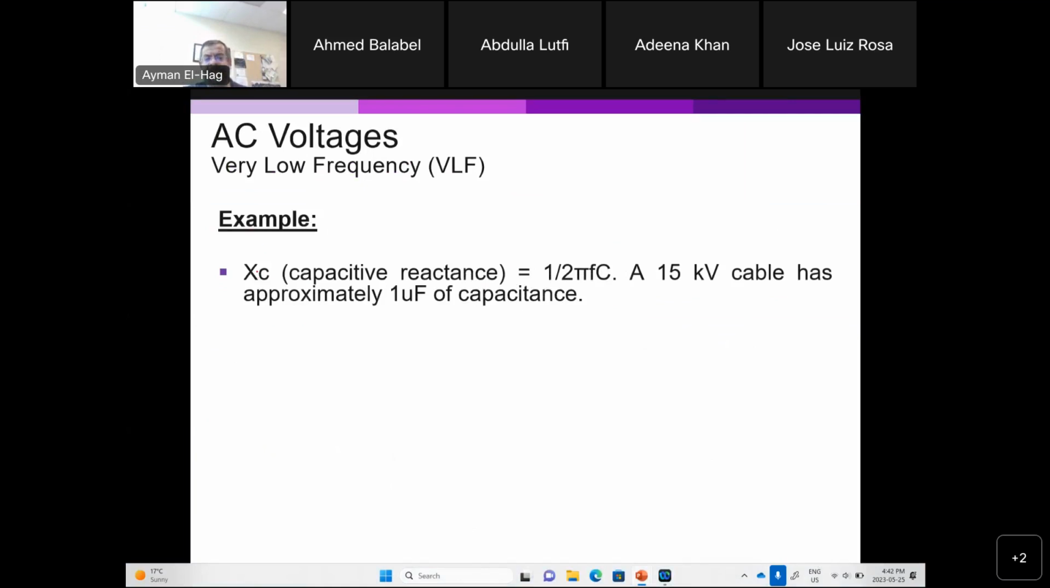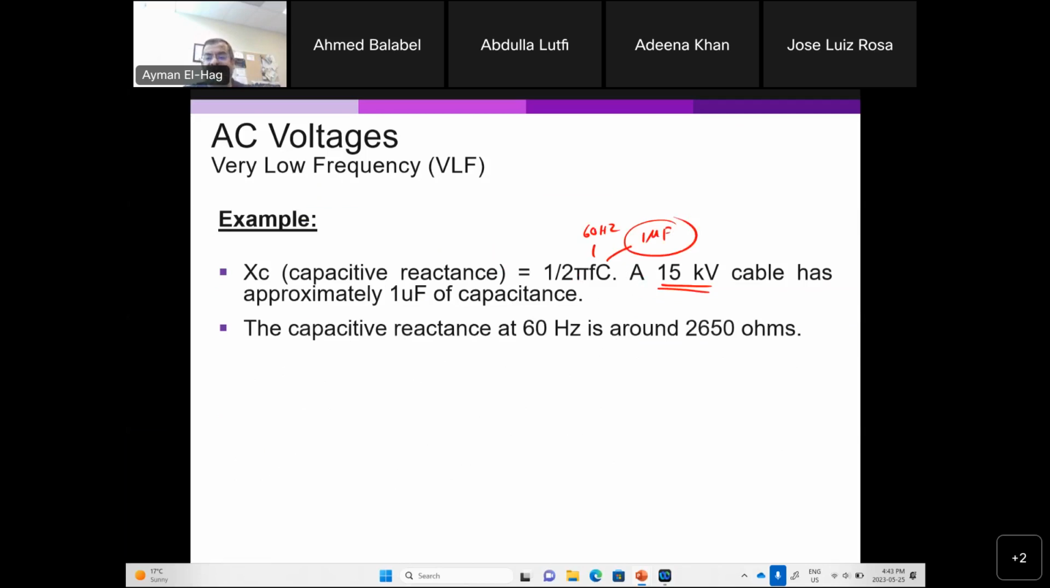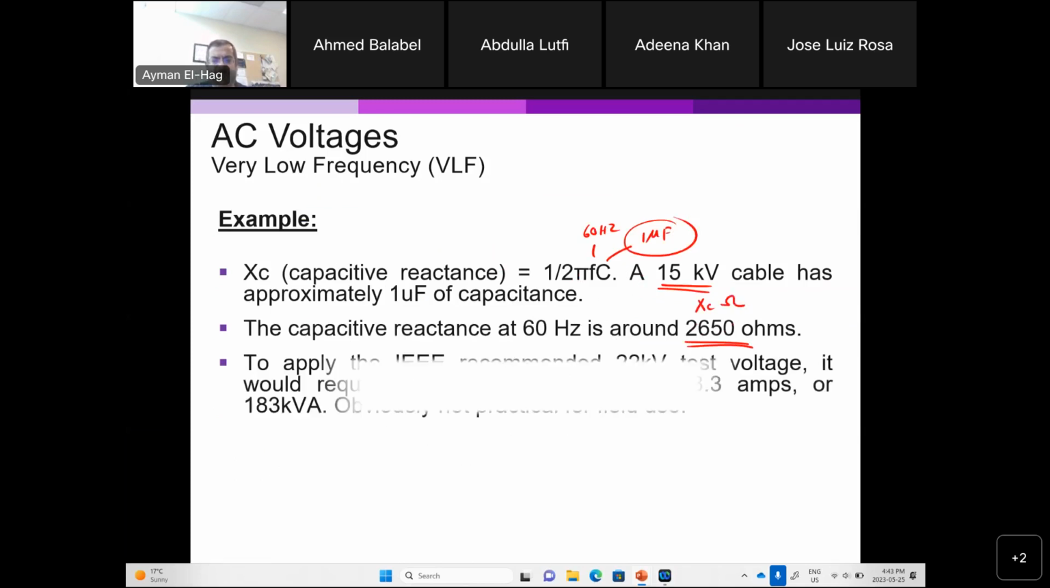The XC, the capacitive reactance of the capacitor, is equal to 1 over 2 pi FC. So at 15 kilovolt, if you want to test a distribution cable in the field, if this is 60 hertz, and this will be around 1 microfarad, okay? Then the capacitive reactance is 2,650 ohm. So that is your XC in ohms, equal to 2,650 ohms.